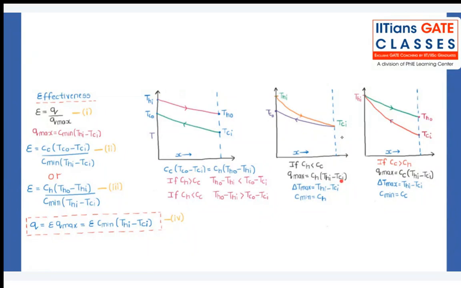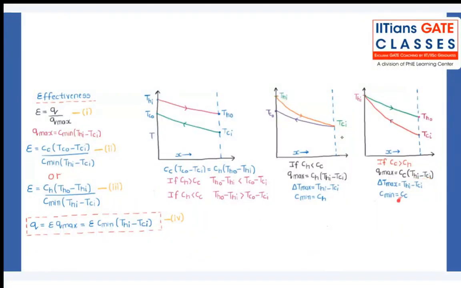Now I can take a different scenario. Here you can say CC is minimum. The heat capacity rate of the cold fluid is minimum. Then the cold fluid can experience the maximum possible temperature difference. In that case, I can heat my cold fluid till the inlet temperature of the hot fluid. So then my cold fluid will experience the maximum possible temperature difference.